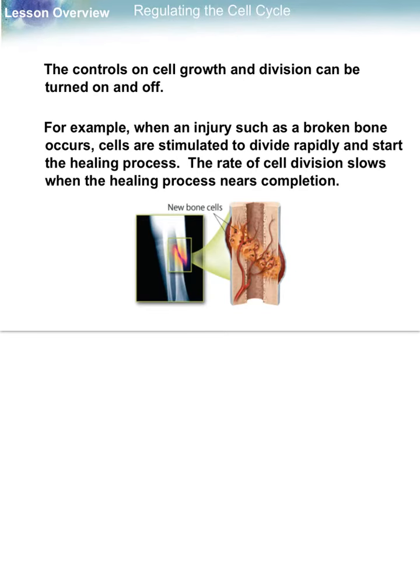The controls on cell growth and division can be turned on and off. For example, when an injury such as a broken bone occurs, cells are stimulated to divide rapidly and start the healing process. The rate of cell division slows when the healing process nears completion.